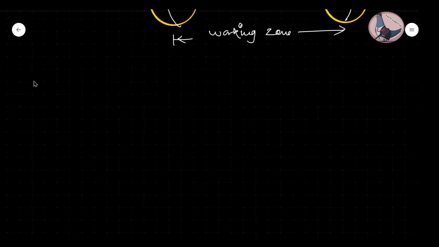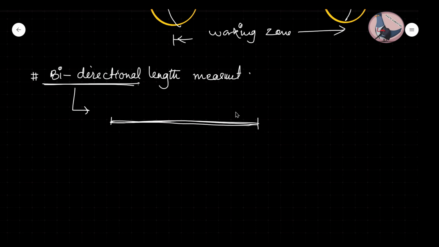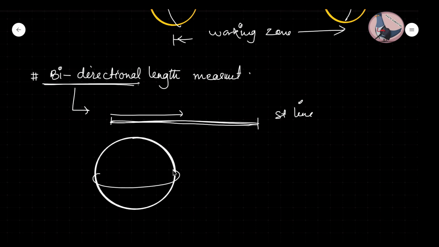Then there is something called bidirectional length measurement. Now, what do you mean by bidirectional? Suppose you need to measure length along a straight line, then you can measure it very easily. This straight line, and this distance can be measured. But suppose this distance is measured on a sphere. First of all, it is not linear. It is along a curve.